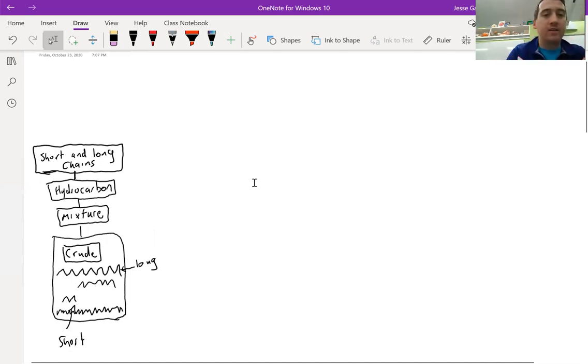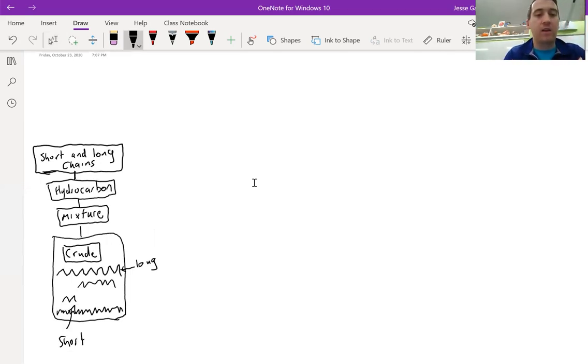Now, what is different about them that lets us separate the crude oil? Well, how does fractional distillation work? How does it separate the different substances? So on three, how does any distillation work? How does distillation help separate different substances? On three, one, two, three. Okay, distillation helps us separate different substances based on them having different boiling points. So the short and long chains here have different boiling points.